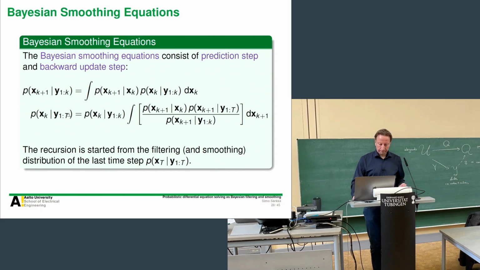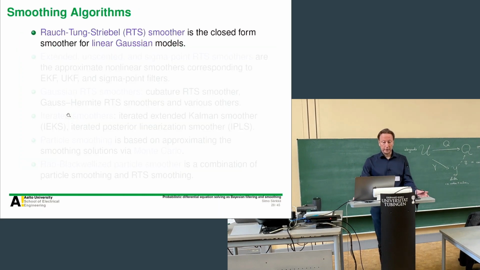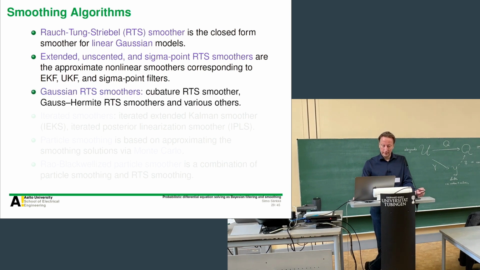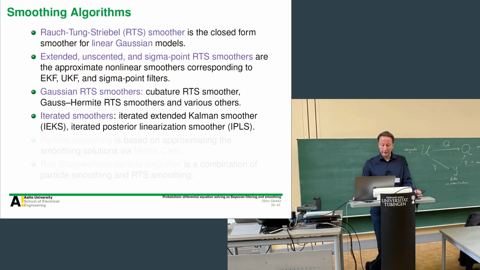And then, so that was like a Kalman smoother or Rauch-Tung-Striebel smoother, and then you can also handle nonlinear models by linearizing, so you get extended, unscented, and sigma point methods and so on. Then you can use numerical integration. Then there are iterated smoothers. Actually, the solution which we are going to have is going to be an iterated extended Kalman smoother in the end.